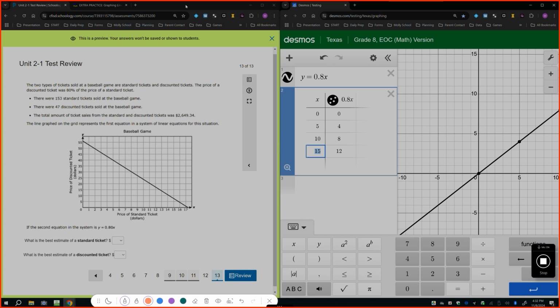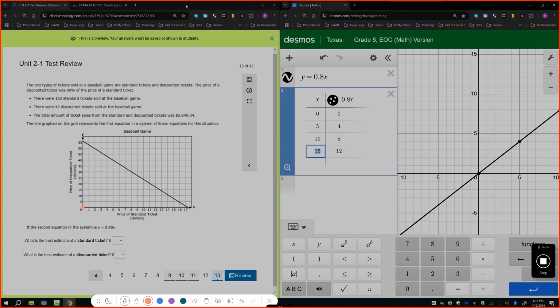Okay, so I'm going to start plotting these points. I know that I have a point at (0, 0). I have a point at (5, 4), and that's probably right about there. I have another point at (10, 8). I have a point at (15, 12), okay? And if I did my very best to draw a line, it looks like they connect right around here. If I want to be more precise with it, let's look at the answer choices they gave me.